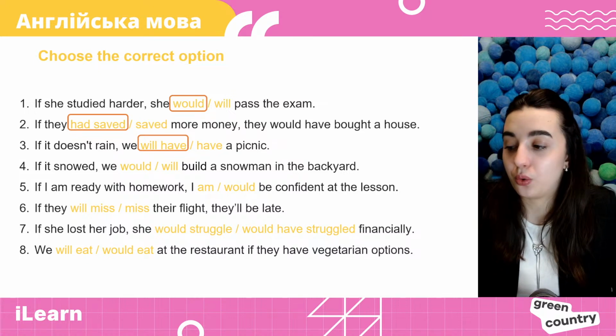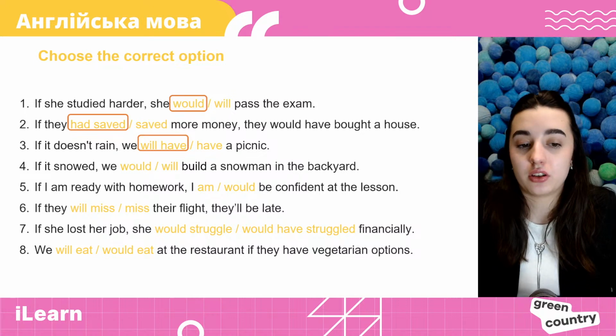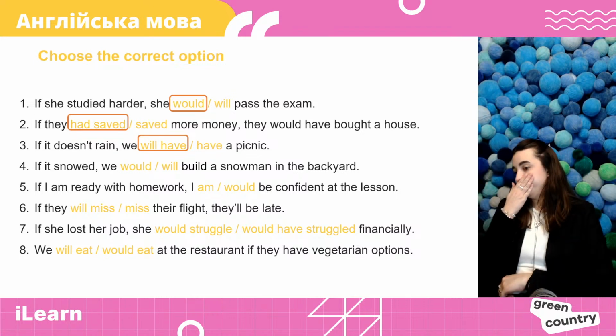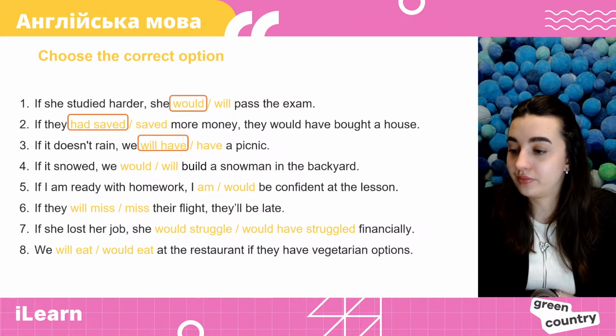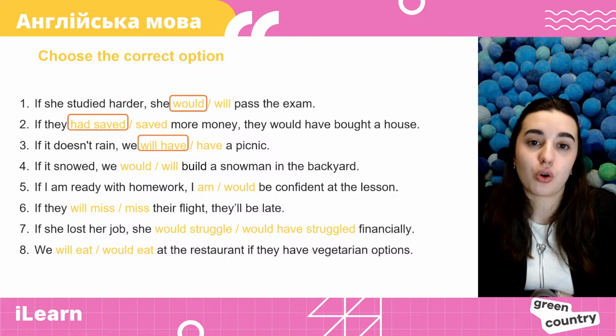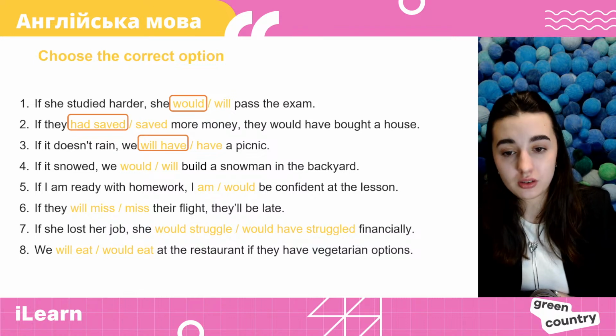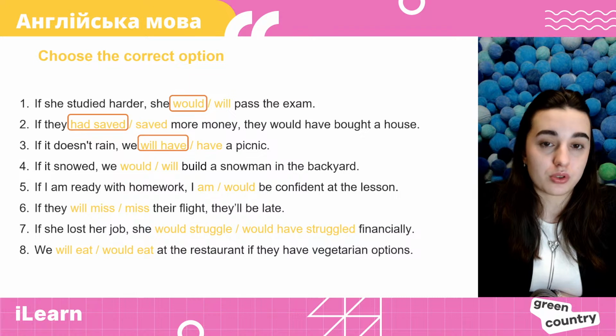If it snowed, we would or we will build a snowman in the backyard. Okay, why we have will have in number 3? Because it's not always true. Це не факт, який неможливо якось заперечити. Це просто, якщо не буде дощити, ми підемо на пікнік. Це future possible situation.